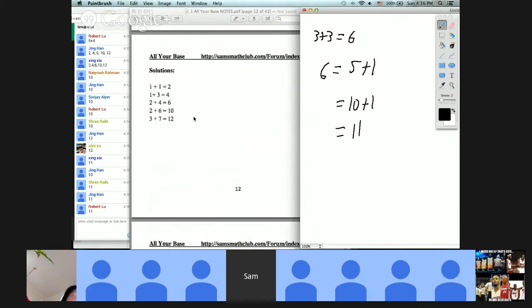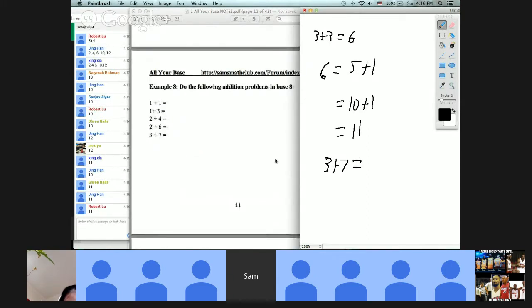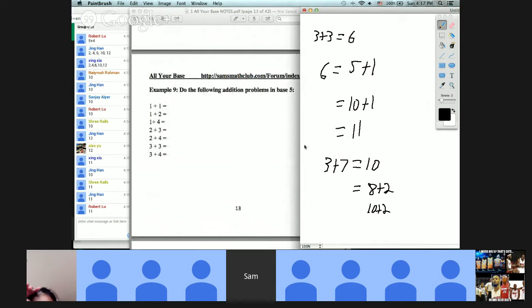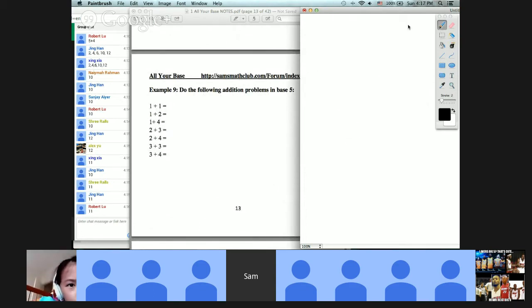So going back, what was it? 3 plus 7 in base 8, I believe. Right, 3 plus 7 in base 8. Initially it equals 10, but 10 is greater than 8, so that won't work. So you do 8 plus 2, and then 8 becomes 10, so it becomes 10 plus 2, which gives you the answer of 12. Okay, so using that thought, try 3 plus 4 in base 5.